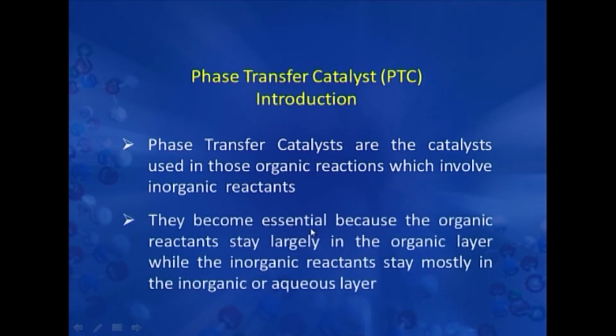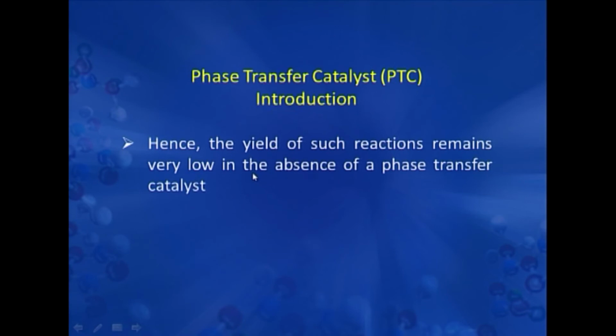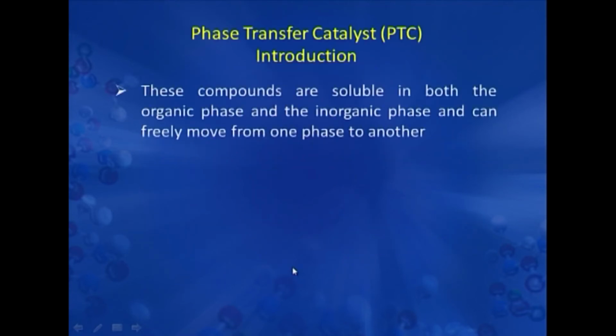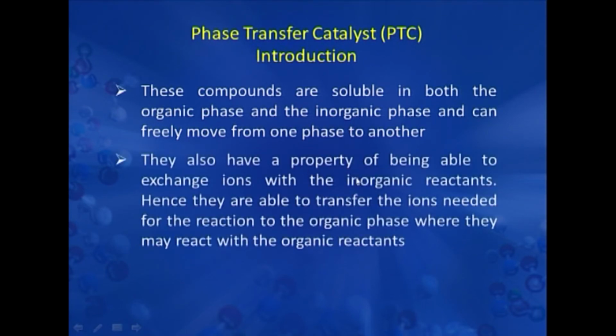They become essential because organic reactants stay largely in the organic layer, while the inorganic reactants stay mostly in the inorganic or aqueous layer. Hence, the yield of such reactions remains very low in the absence of a phase transfer catalyst. These phase transfer catalysts are usually alkylated ammonium compounds with a few long alkyl chains. These compounds are soluble in both the organic phase and the inorganic phase and can freely move from one phase to another. They also have the property of being able to exchange ions with the inorganic reactants.